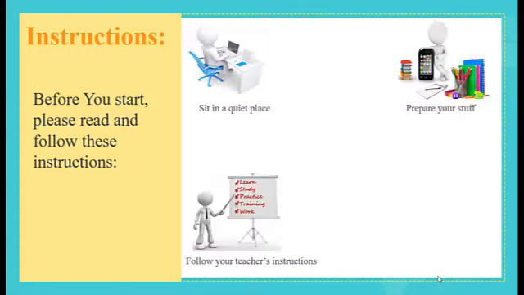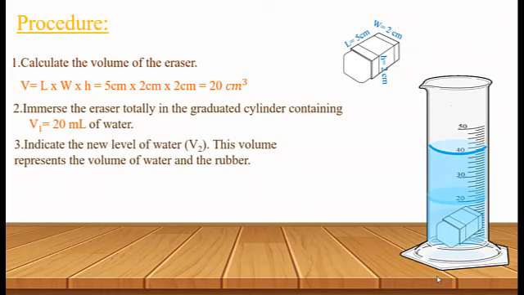What does this level indicate? Number 3. Indicate the new level of water V2. This volume represents the volume of water and the rubber. Which one is the new level of water V2? It's the 40 ml. What does this volume represent? This volume represents the volume of water and the rubber. Then V2 equals 40 ml. Then what will be the volume of the eraser?